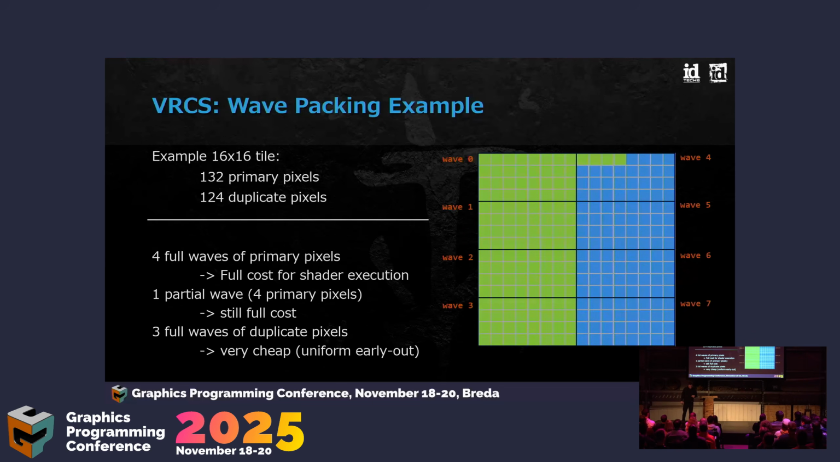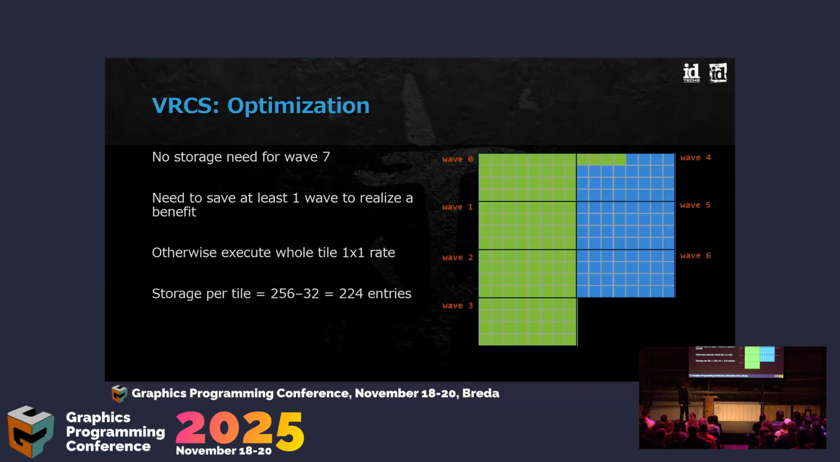So if we now remap the threads to process the primary pixels in batches, we get, in that case, 4 full waves with primary pixels, and 1 partial wave, which is still processed at full cost despite only running 4 primary pixels. And we get additionally 3 full waves of duplicate pixels. And this is where we actually gain performance, since they will be very cheap. They will early out fast, since all the threads uniformly hit the early out branch, and the CP can use the wave for other work. So one more detail here.